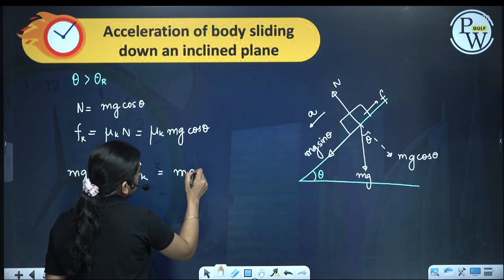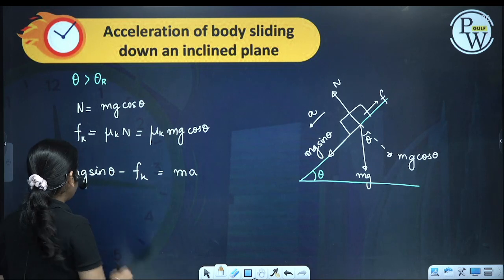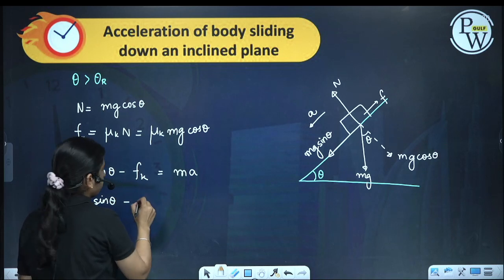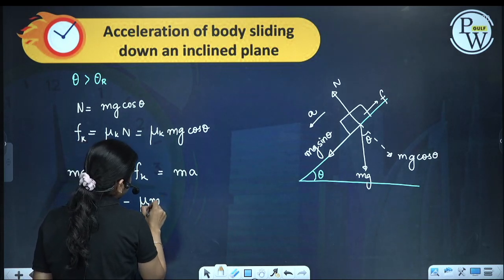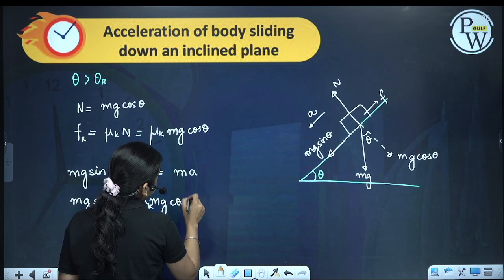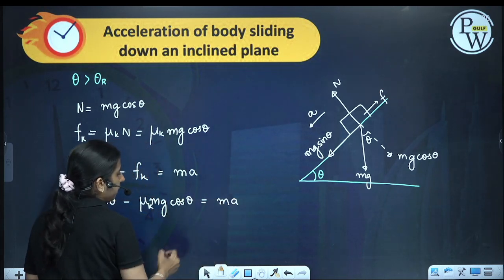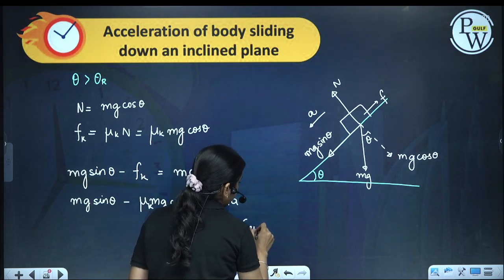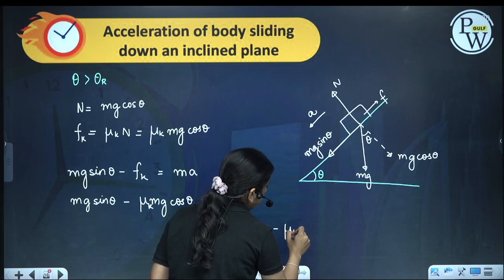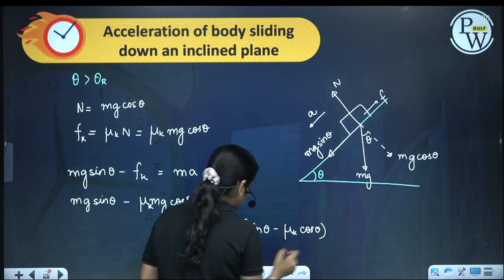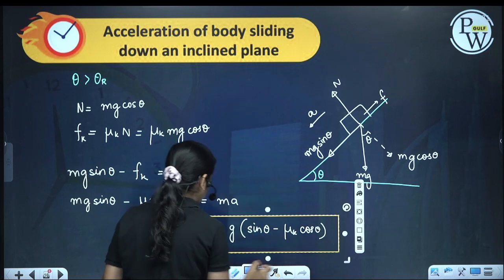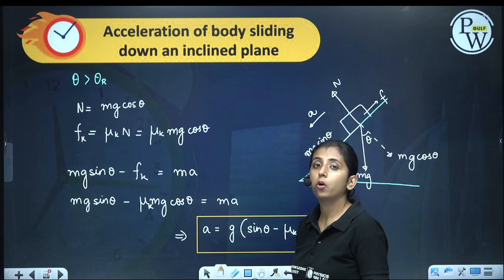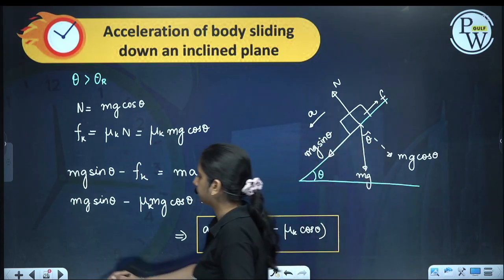mg sin theta minus fk will be equal to ma. So from here, mg sin theta minus frictional force, which will be mu k times mg cos theta, is equal to ma. So m and m will get cancelled out. Acceleration will be equal to g times (sin theta, with g common) minus mu k cos theta. This will be the acceleration of the body sliding down the inclined plane.